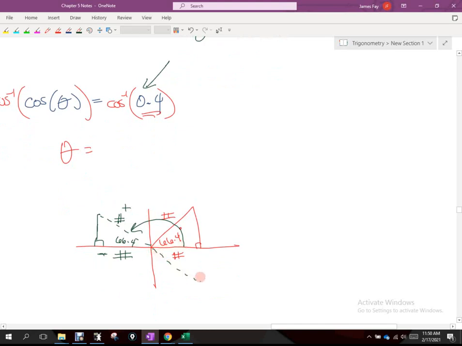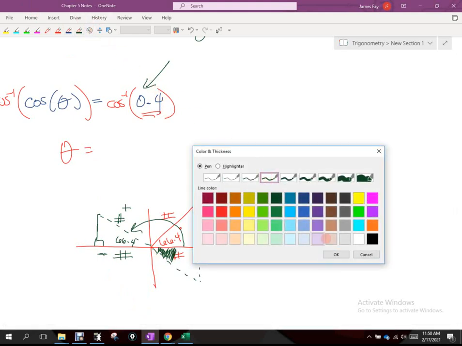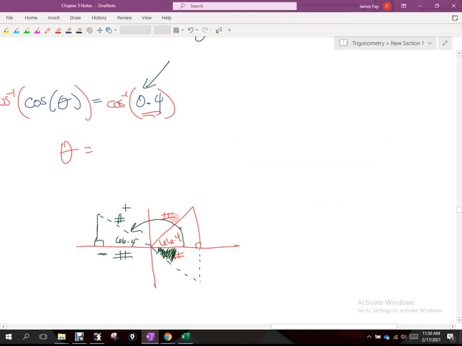We could take and say that this angle right here has got to be 66.4, right? So then the theta that we would be interested in would be that theta there. So we would take theta equal 360 minus 66.4, and that would be a second answer. Is that okay with everybody?